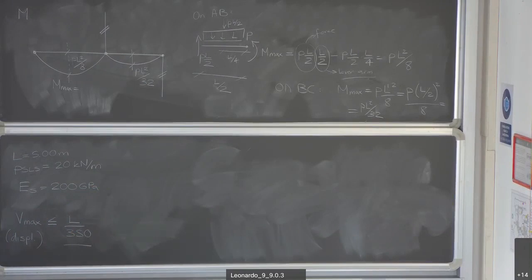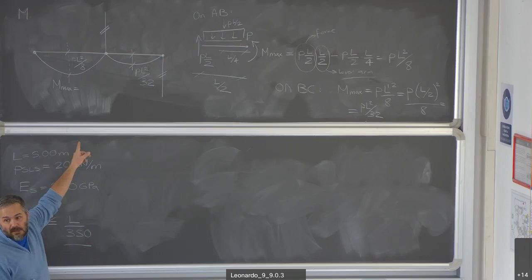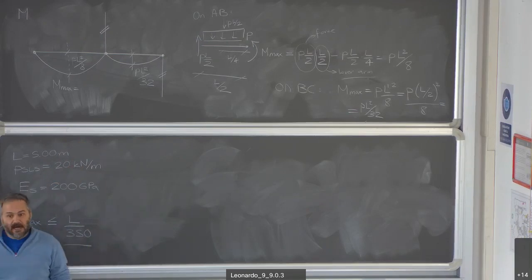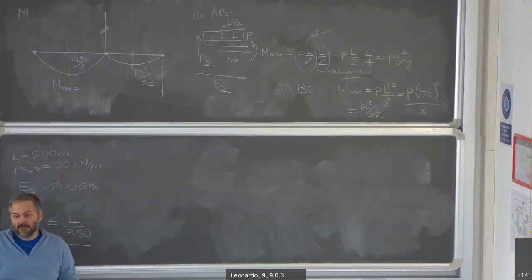Meaning, translation of this problem. We know we have basically two simply supported beams. We know they're going to deflect under the applied load. We want to limit the deflection, meaning the maximum displacement, which takes place at midspan, to this value here. How much is this value?